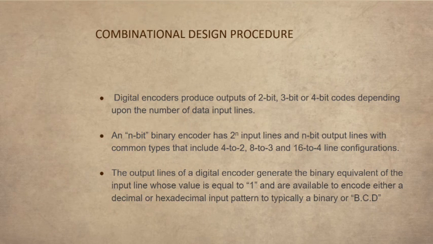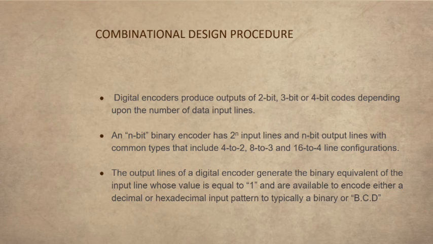Combinational design procedure. Digital encoders produce outputs of 2-bit, 3-bit or 4-bit codes depending upon the number of data input lines. An n-bit binary encoder has 2^n input lines and n-bit output lines with common types that include 4 to 2, 8 to 3, 16 to 4 line configuration.